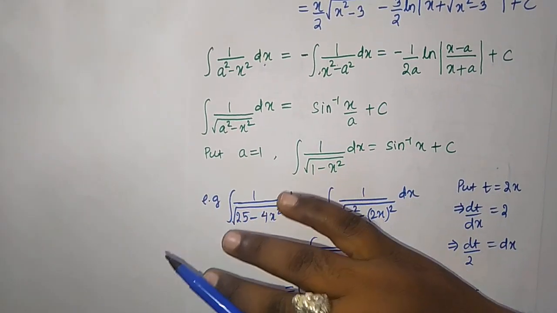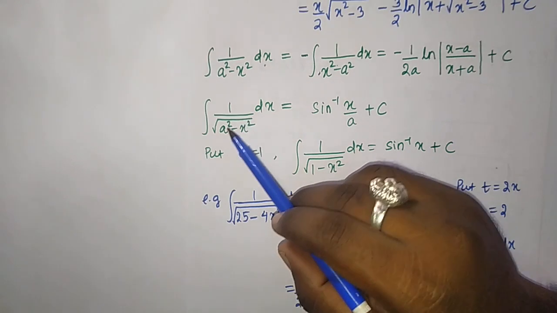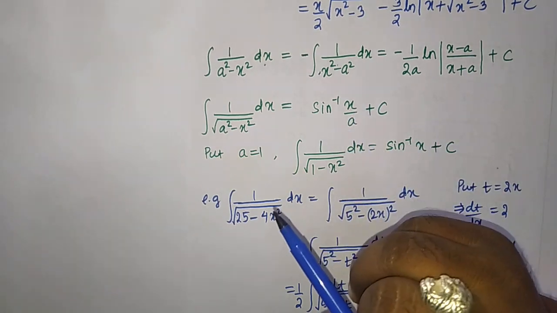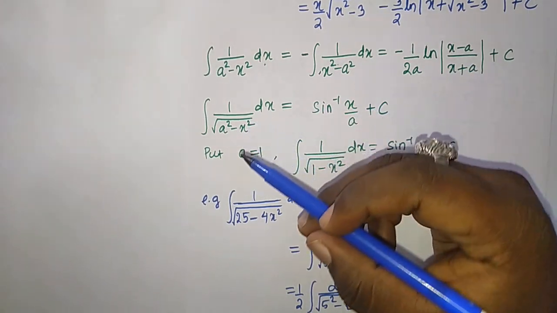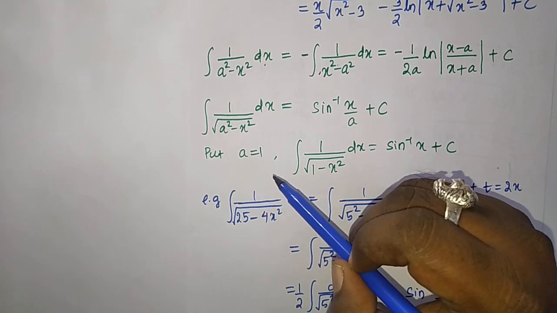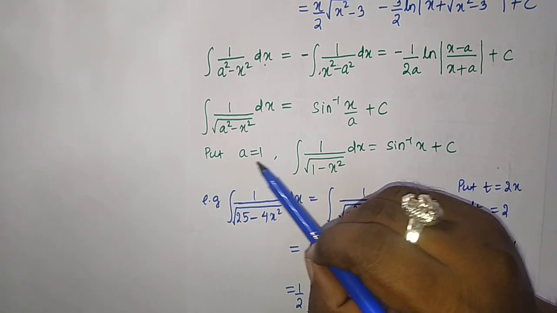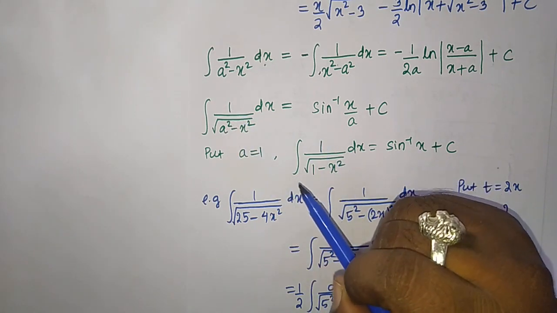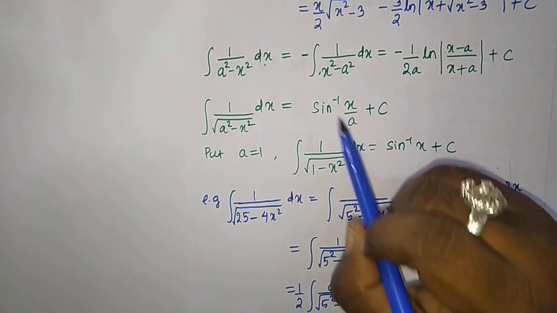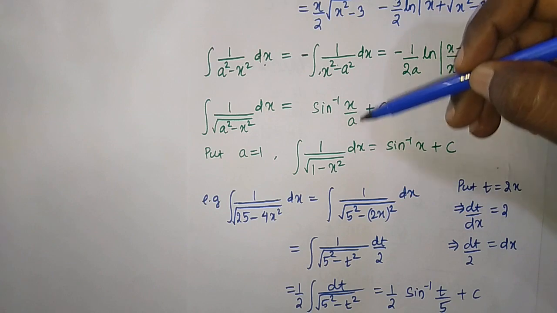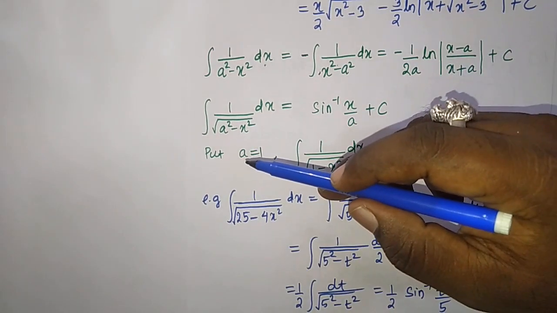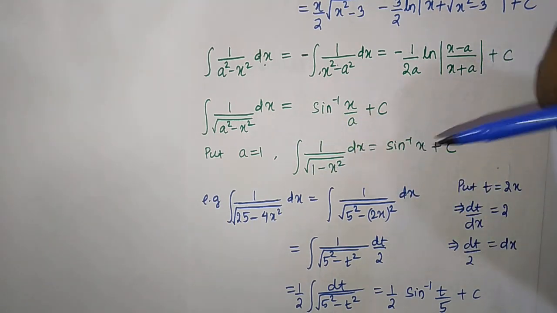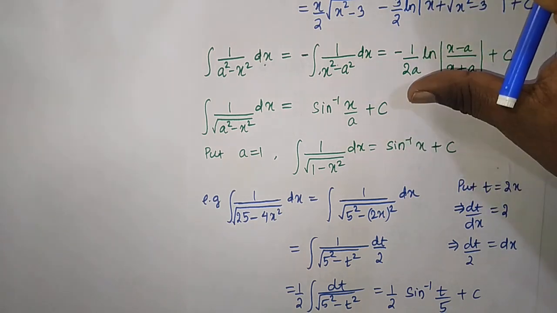Now next, come to this formula: integration of root over of a square minus x square is equal to sin inverse x by a. This form you already know. If you put a equal to 1, then you can get that formula. By putting a equal to 1, a square means 1 square, so 1 minus x square will be there. So integration of 1 by root over of 1 minus x square is equal to sin inverse x by a, and putting 1 in place of a, x by 1 is equal to x. So the integration of this form is sin inverse x plus c, which we already know.